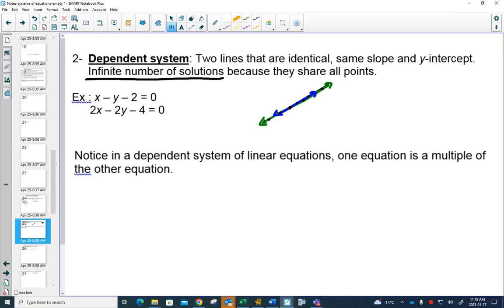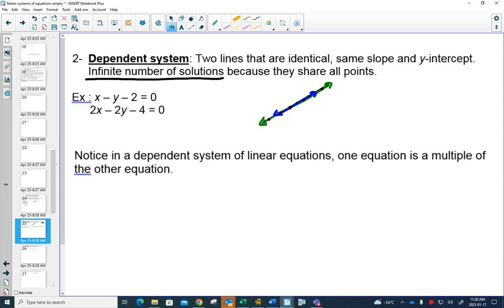But what would happen if you tried substitution or elimination? If you try substitution or elimination, you will get a weird answer like 4 is equal to 4. And you're like, yes. Or 2 is equal to 2. Or 0 is equal to 0. If you get something that is always true, but all of your variables go away, that makes an infinite solution. That makes a dependent system.